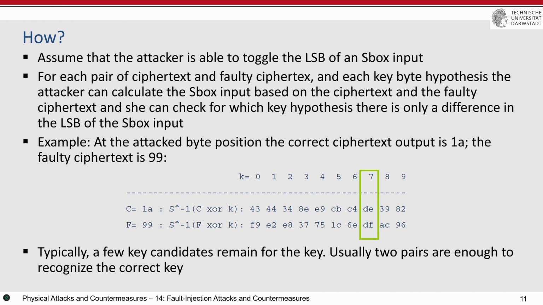But again, keep in mind that this is a pretty strong fault model. You toggle, of course, you don't know the value, but you know exactly which bit you changed. You know, this is also not that easy.